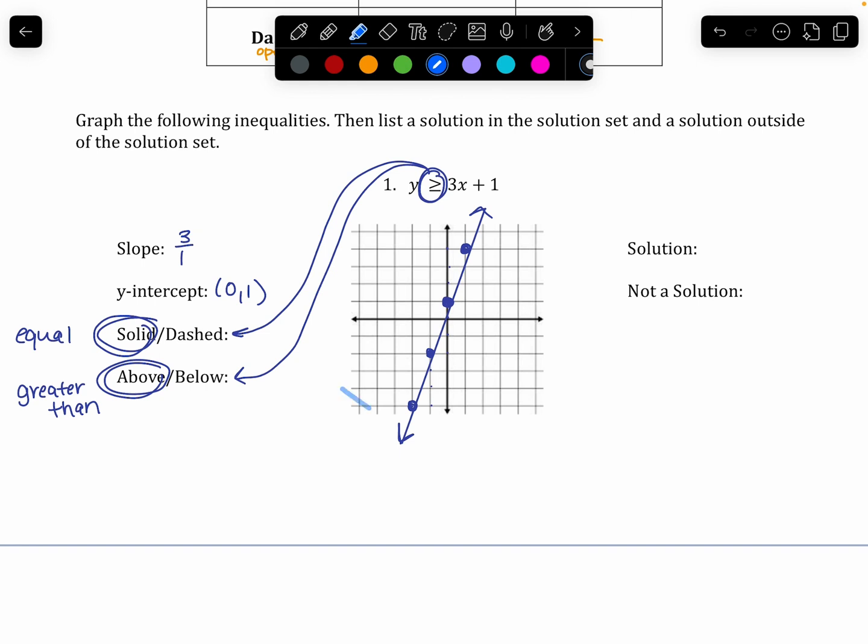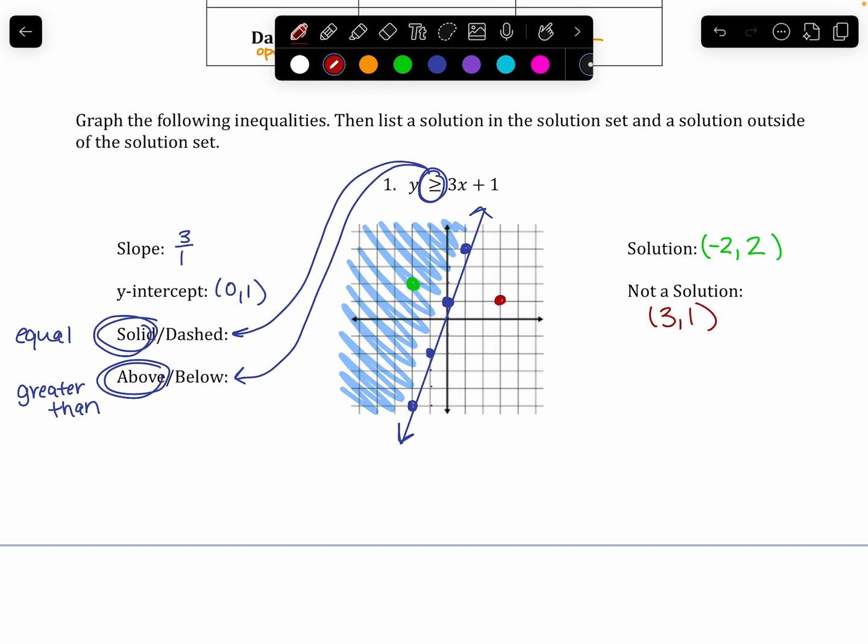So shading, it tells us that we're supposed to be shading above our line. This over here is above my line. So a solution is going to be anything that falls inside of the shaded side. So I'm just going to grab this coordinate right here. Your solution does not have to match my solution, but it does have to be inside of the shaded portion. That is a -2, +2, and then something that is not a solution is just something that is not in the shaded portion. This would be 3, 1.